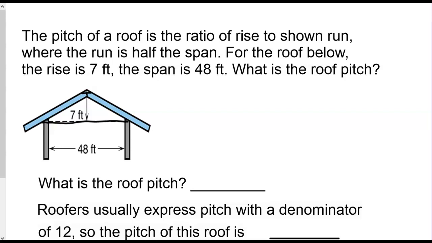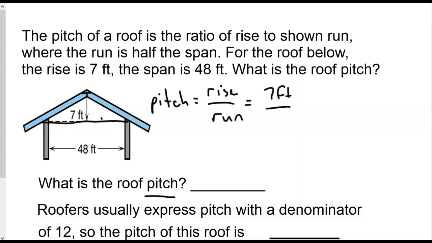Well, if we know that it is the pitch, and it's asking for roof pitch, that pitch equals rise over run, then we can substitute our rise of 7 feet for our run of 24 feet, because it's half a span. And we can say that our roof pitch is 7 to 24.